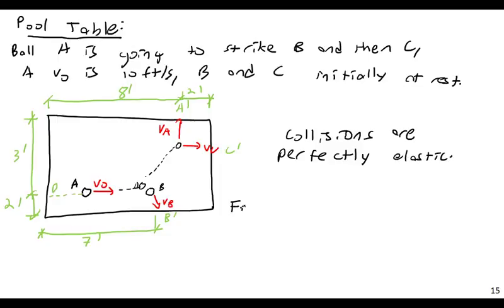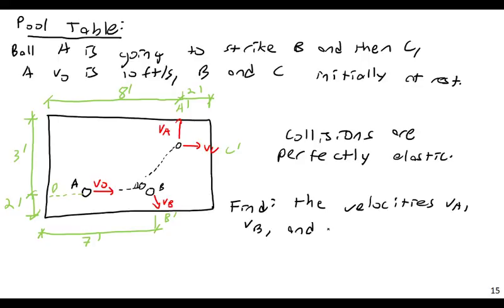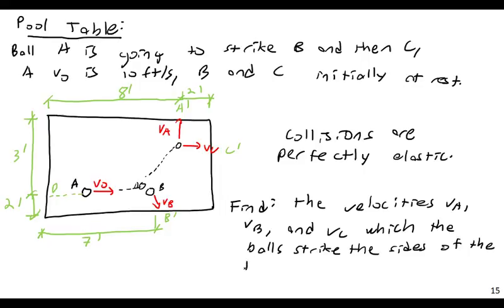And find the velocities VA, VB, and VC with which the balls strike the sides of the table.